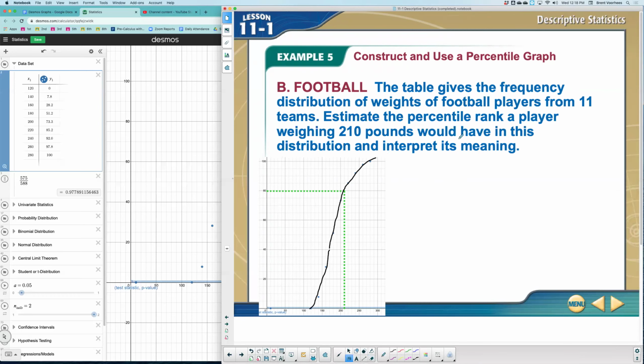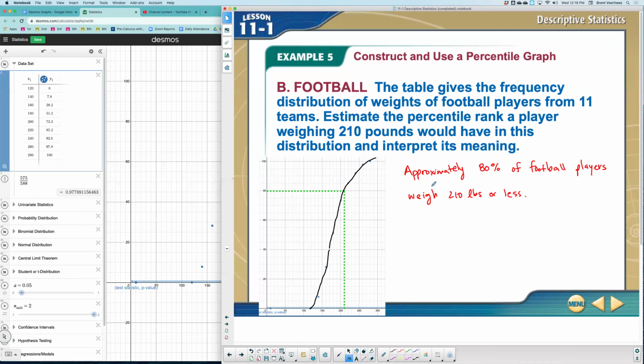It says estimate the percentile rank of a player weighing 210 pounds would have in this distribution and interpret its meaning. I would say approximately 80% of football players weigh 210 pounds or less. That's what the cumulative percentage does: it adds up all the values at that point and previous. And so all the values over here, the total percent that's 210 pounds or less would be around 80%.